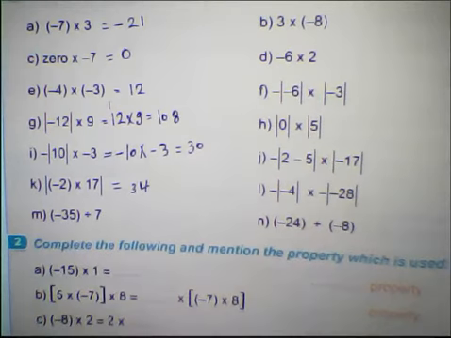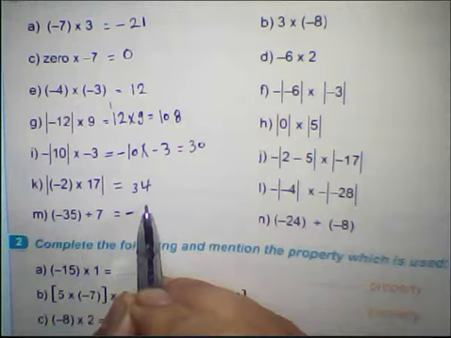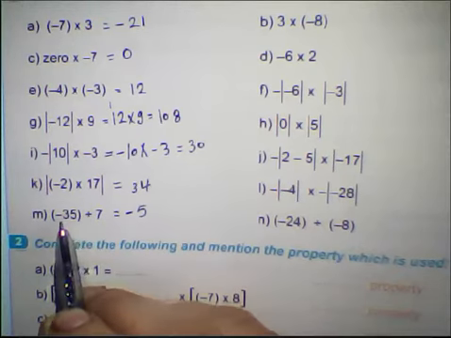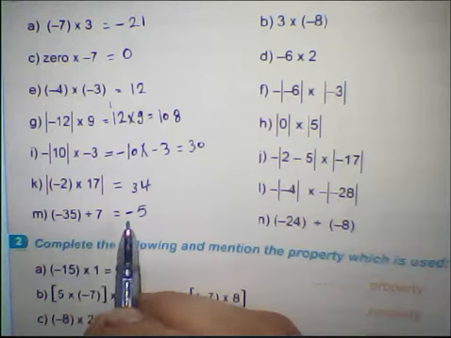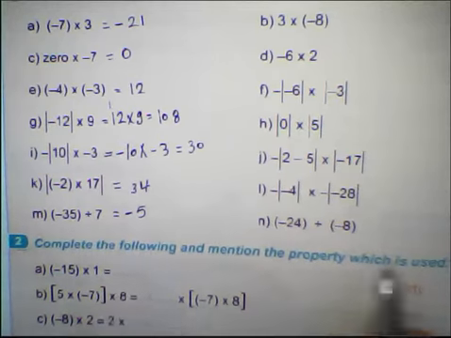34. Negative 35 divided 7 equal negative 5. Because positive negative divided positive equal negative. 35 divided 7 equal 5. So the result will be negative 5.